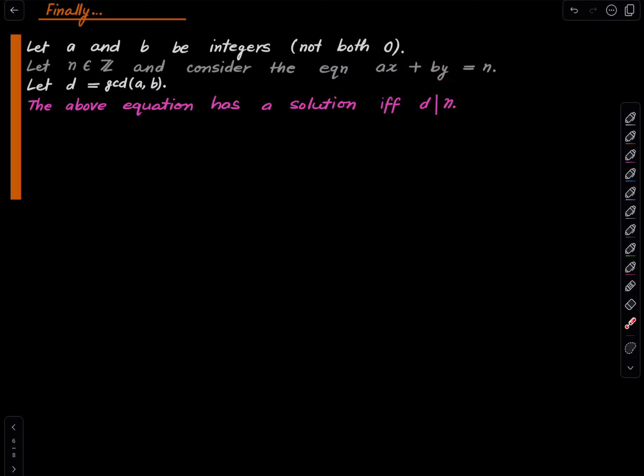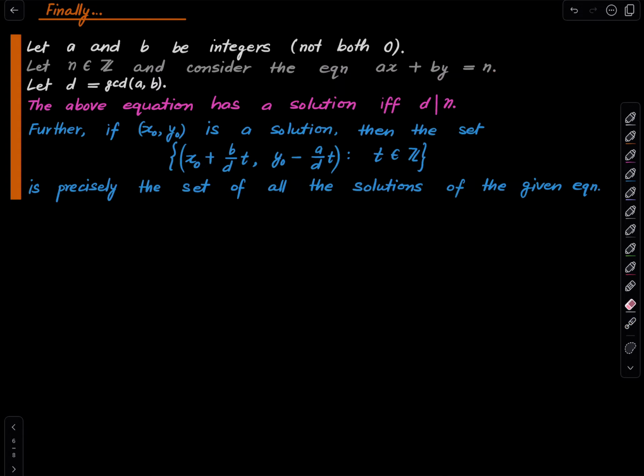Why is it that if D divides n, this equation has a solution? That's basically Bezout's theorem. Further, we can characterize all the solutions, and that's written over here. Once you find a solution, x naught comma y naught, all the other solutions are like this. Rather than me reading it out, you can just pause the video and read this. We have seen this in an example just previously, so I don't want to spend too much time here.